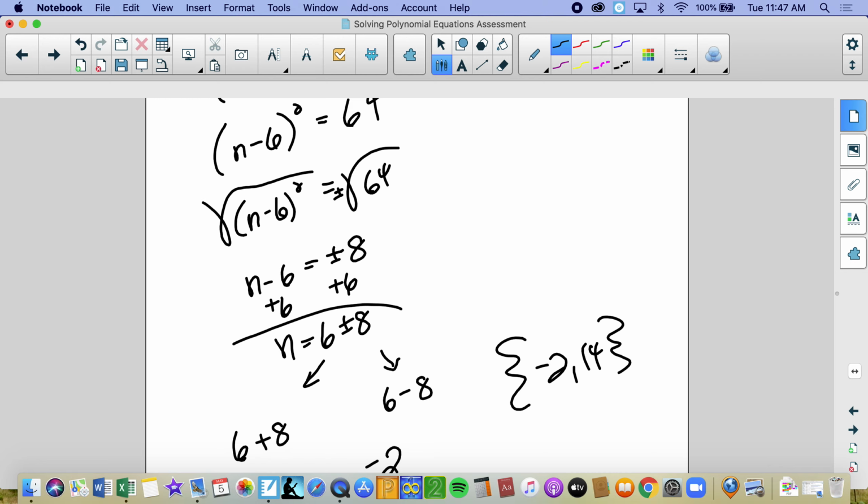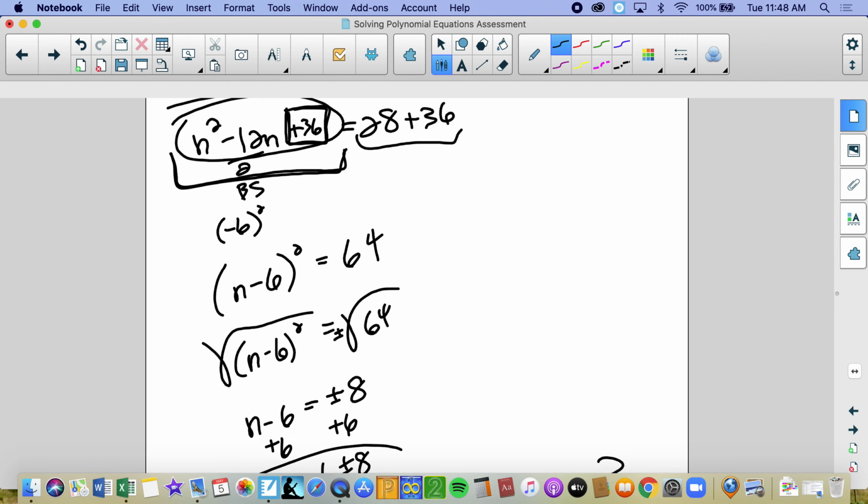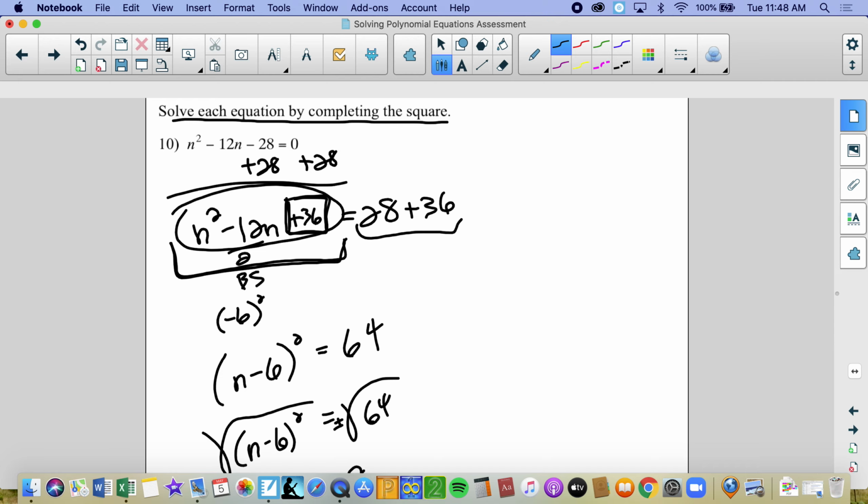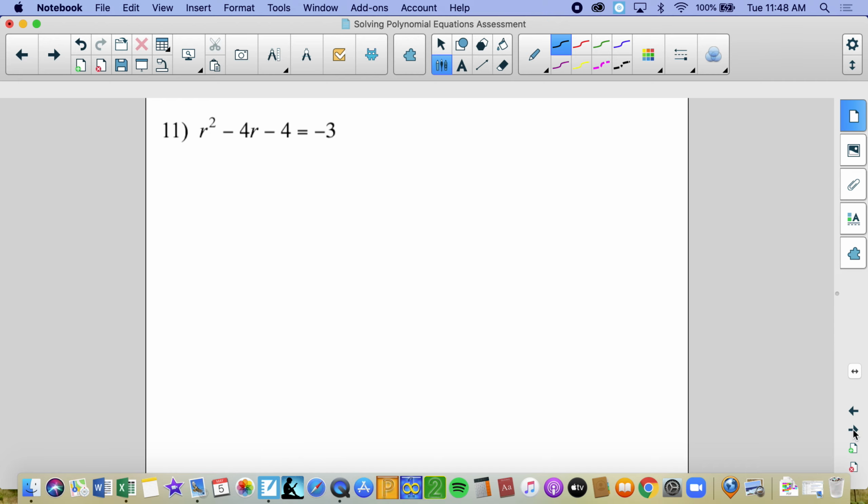We can always use the quadratic equation. Always know that you can use the quadratic equation for every single problem. But you can't always complete the square, and you can't always use the zero property, and you can't always use a times c. You can't always isolate for n. So know that there are going to be situations that are better.